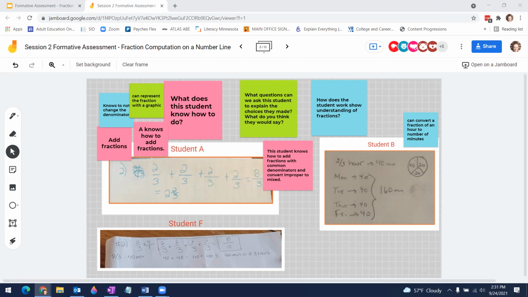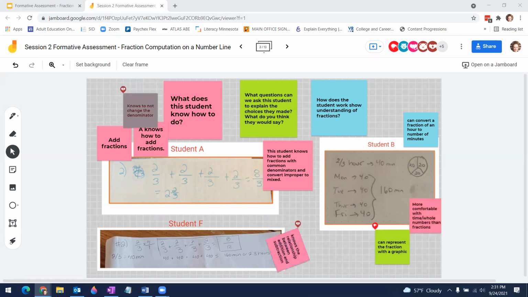The slide is alive and I'm loving everything that's happening here. I also see there's some awesome stuff in the chat about what they want to ask students. So maybe we should start with looking at what do students know? What do these students know?